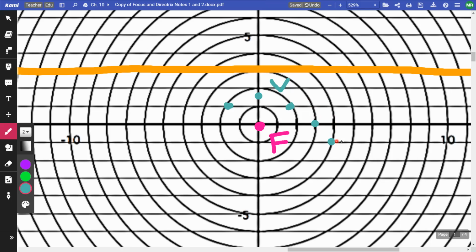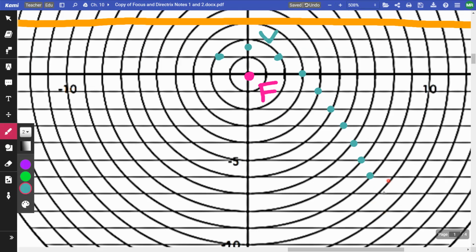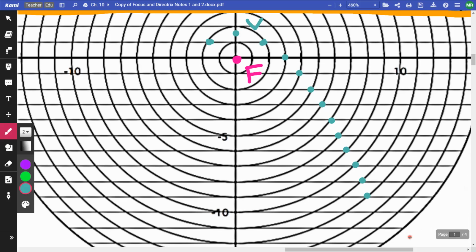And I'm going to keep doing that, going out 1 circle, down 1 horizontal line, out 1 circle, follow it down 1 horizontal line. And we just keep on going out, follow it down, out, follow it down. And you can kind of see a pattern here, so I can kind of see where I'm going. And then I'm going to continue doing this. And let me do it on the other side.